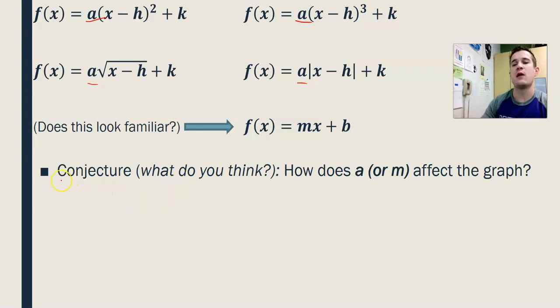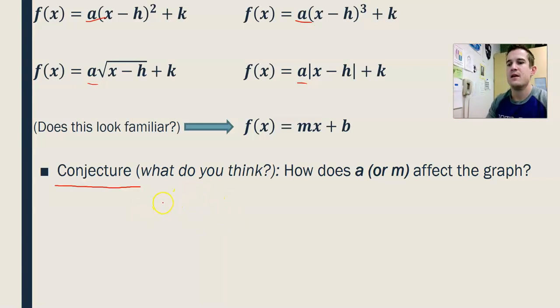I want you to make a conjecture. There's that word again. I want you to make a conjecture. What do you think a has to do to the graph? How does a affect the graph? Think to yourself for a minute. You might be thinking of a lot of things. But we're going to specifically identify a mathematical way to identify how a affects these graphs.